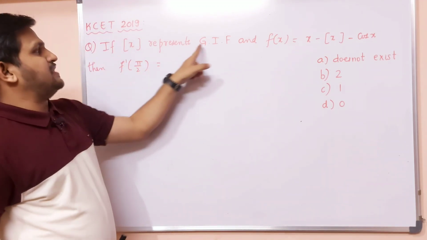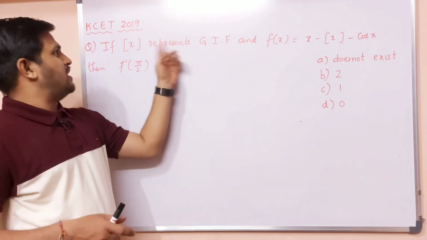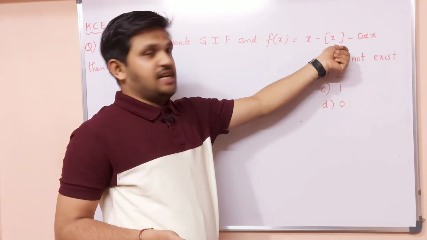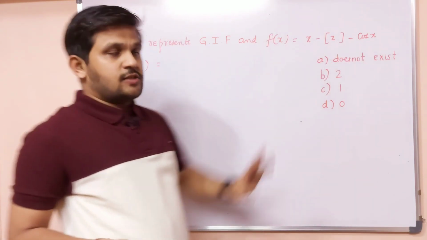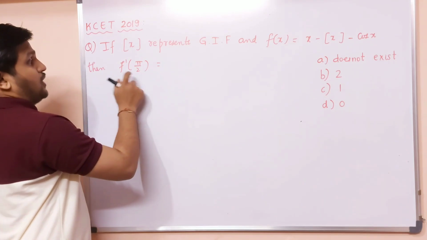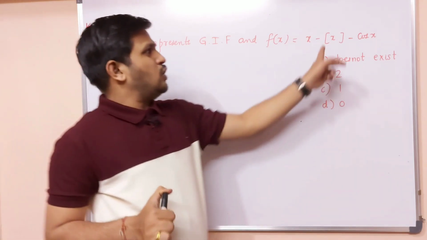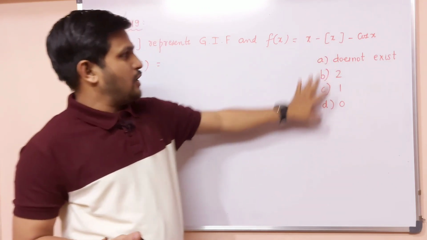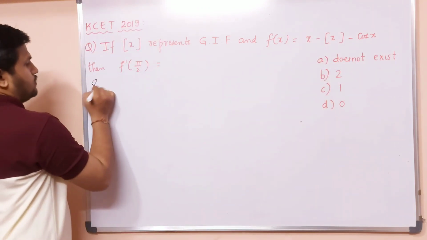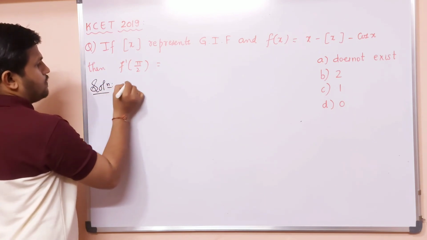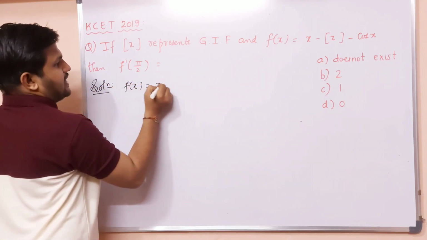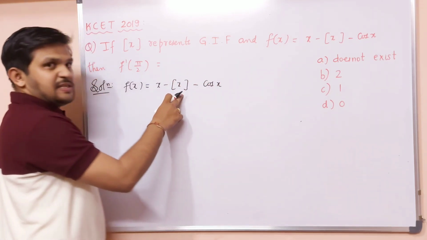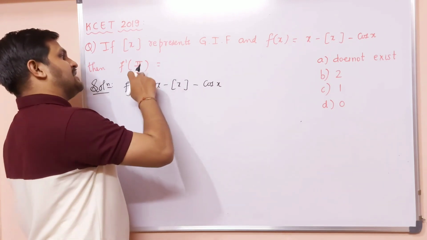If the bracket represents the greatest integer function, you should know the definition of the greatest integer function, and f of x is x minus greatest integer function of x minus cos x. You need to find f dash of pi by 2. You know the range of this is integers, so therefore we can do it very easily. Look at the function f of x equals x minus greatest integer function minus cos x. Anyway, this is a constant function at x equal to pi by 2.